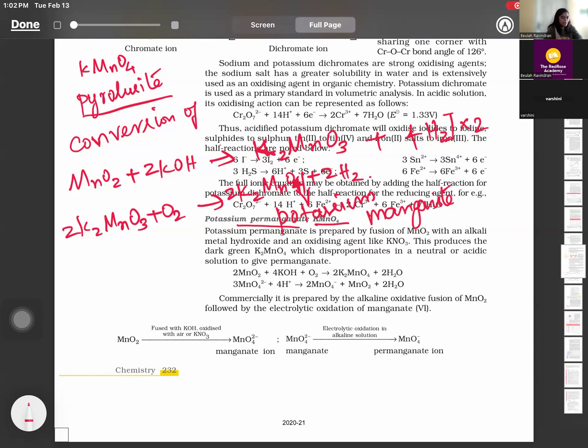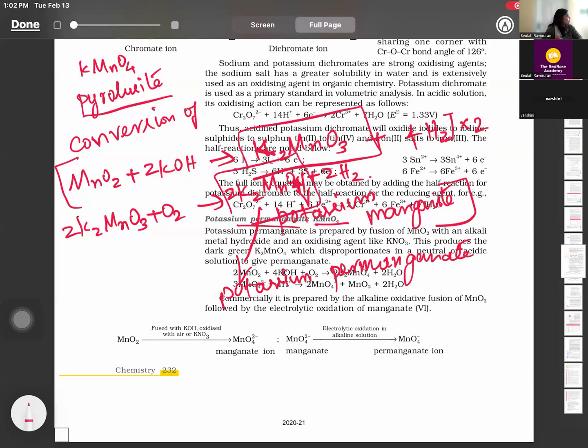No. That is completely different. I'll explain that in the form of the electrolytic process. So this is how the pyrolusite is converted into potassium manganate, and then potassium manganate to potassium permanganate. Now you know the formula for potassium manganate and potassium permanganate. We'll discuss the structure later. Okay. So this is what is given. Suppose you're asked to write the preparation, you can write like this.